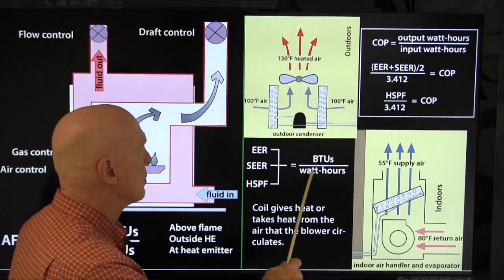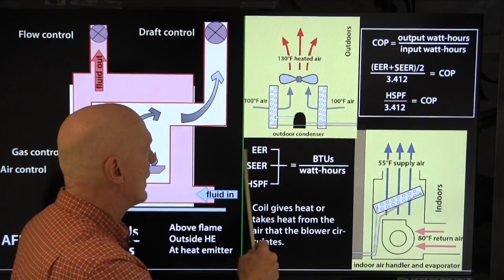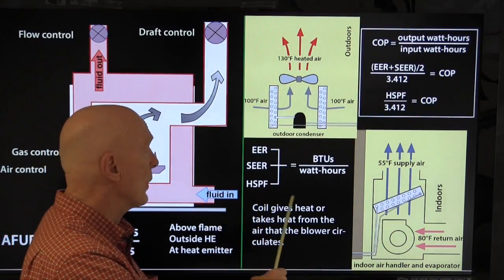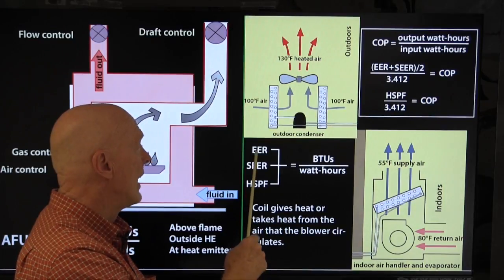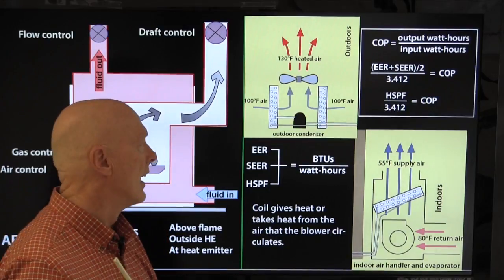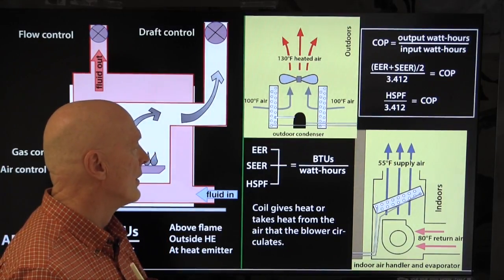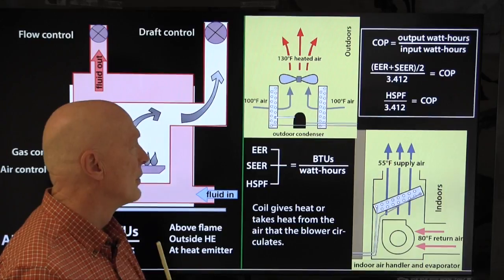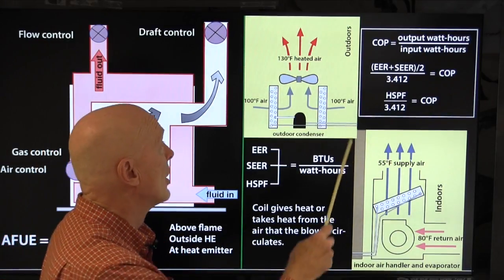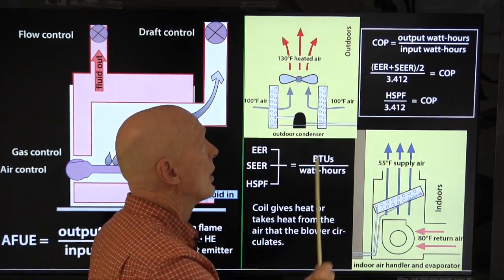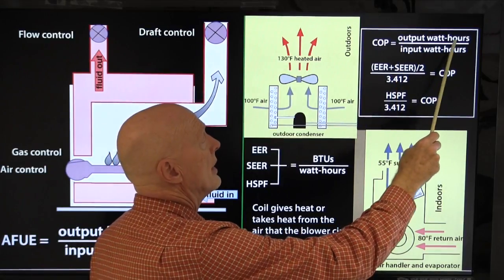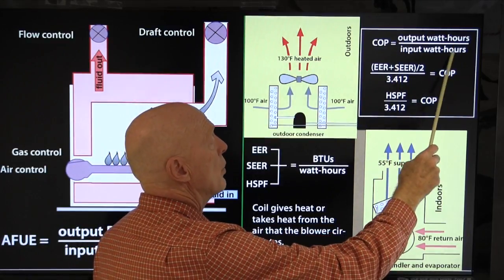So you've got BTUs per watt hour. We can make some choices based on these numbers. The higher the EER and SEER you have, the more efficiently that air conditioner is going to run. And so that's what they're used for, these efficiencies. But there's also a more universal type of efficiency that's called the COP, or the coefficient of performance. And that's like output in watt hours divided by input in watt hours.